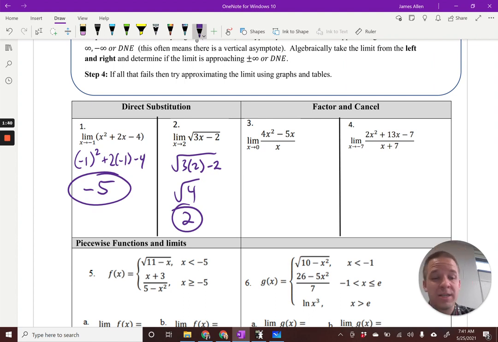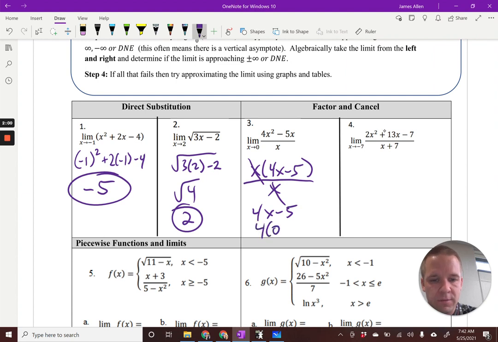But now, if you look at number 3 here, the limit as x approaches 0. If I directly substitute 0 in, I'm going to get 0 divided by 0. That's the indeterminate. I can't do that. Okay? But what if I were to factor that numerator? So if I were to factor out an x, leaving me with 4x minus 5 divided by x, cancel those x's, I'm left with 4x minus 5. And if I directly substitute, I'm left with -5. Boom.